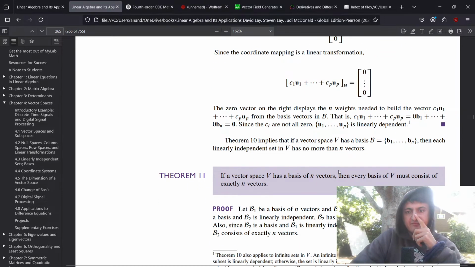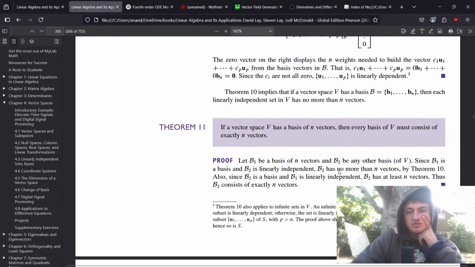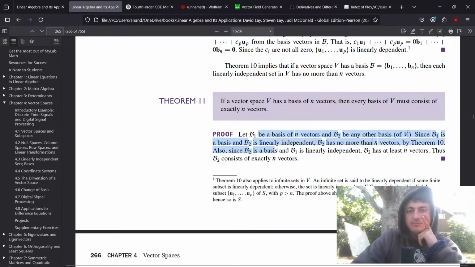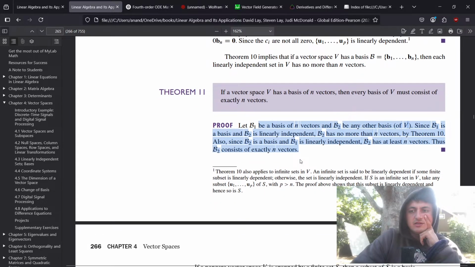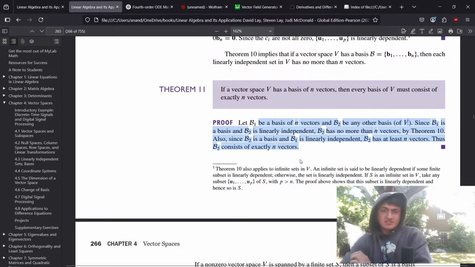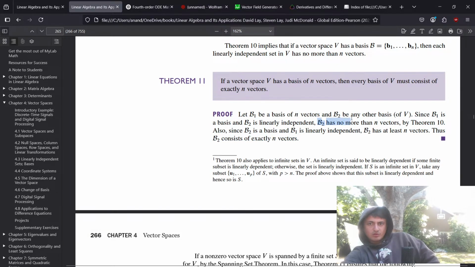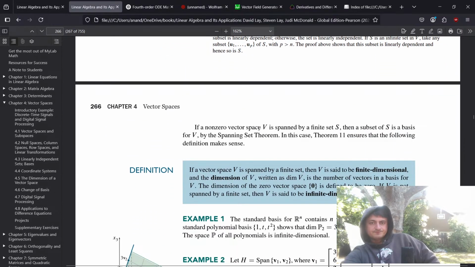Theorem 10 implies that if a vector space has a basis, then each linearly independent set has no more than n vectors. And now we show that it's exactly n vectors. Let B1 be a basis of n vectors and B2 be any other basis of V. Since B1 is a basis and B2 is linearly independent, B2 is no more than n vectors by theorem 10. Also, since B2 is a basis, oh yeah, okay, so that's a quick proof. Cool.